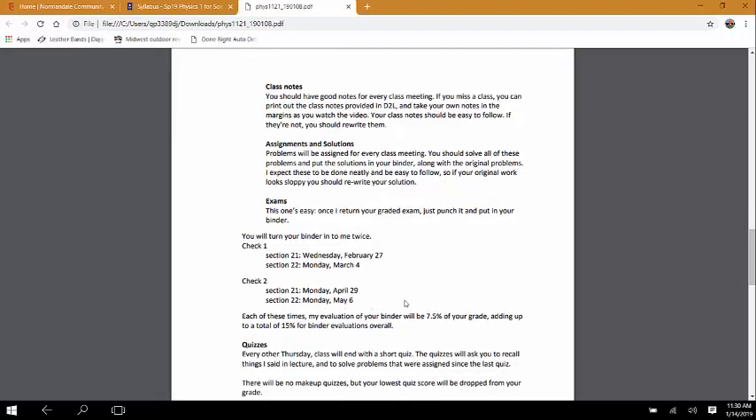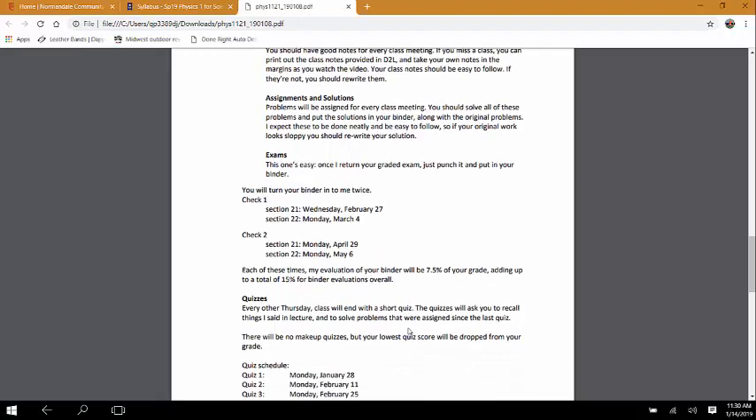The total binder evaluations are worth 15% of your grade, so each of these checks is worth 7.5%. Any questions about that? If you have any, one thing I'd be happy to do anytime you want, bring your binder to me after you've done a couple assignments and just show me what you have. I can tell you, yes, this is what I'm looking for, or I want you to do this better, or whatever. I want you to do this worse.